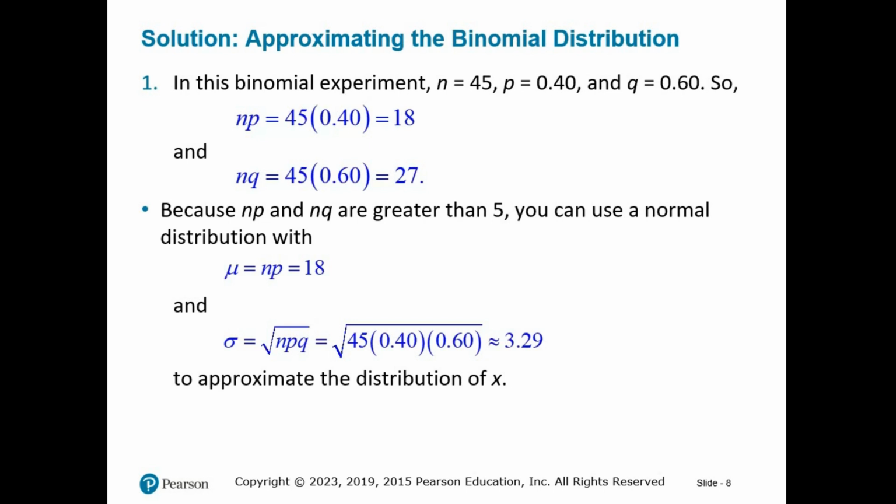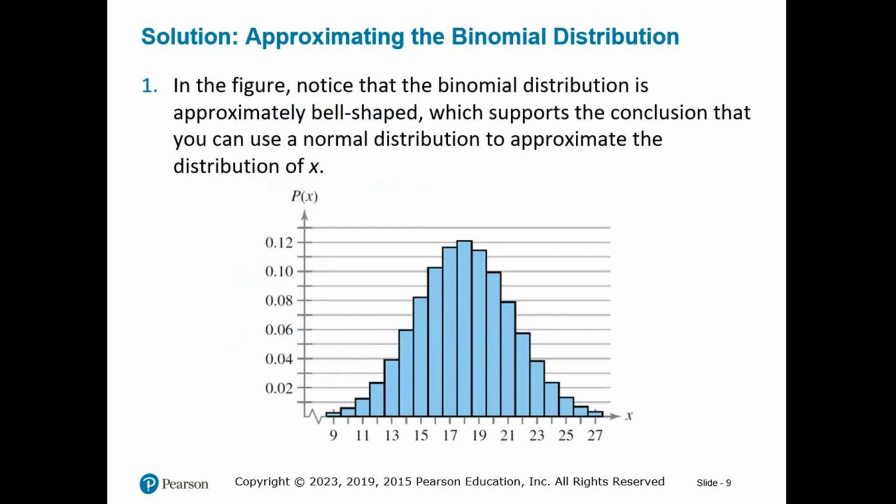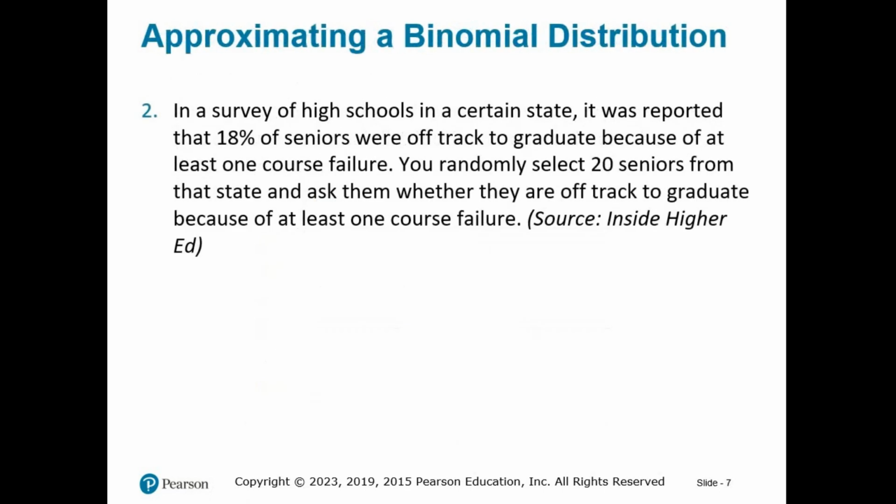So mu equals n times p, which we already found to be 18, and sigma, or standard deviation, is the square root of n times p times q, or 45 times 0.4 times 0.6, which is about 3.29. When we graph it, it looks something like this. The binomial distribution is approximately bell-shaped, which supports our conclusion that we can use the normal distribution to approximate the distribution of x. Okay, now back to number 2.